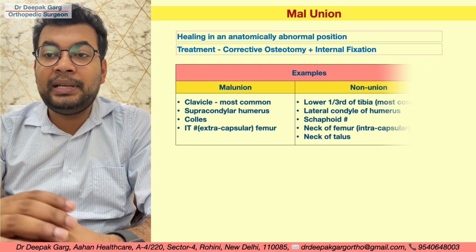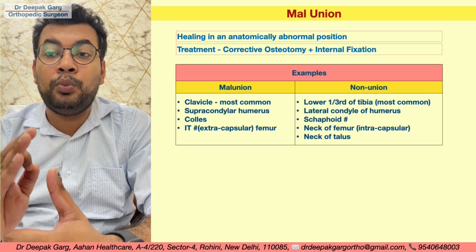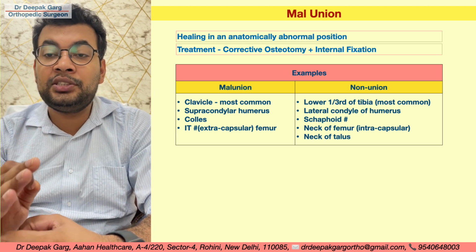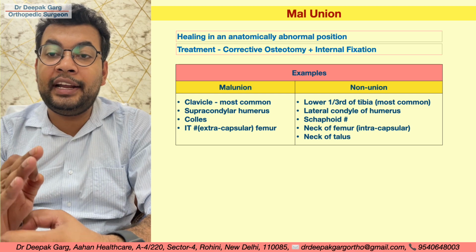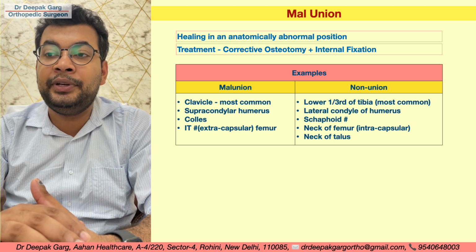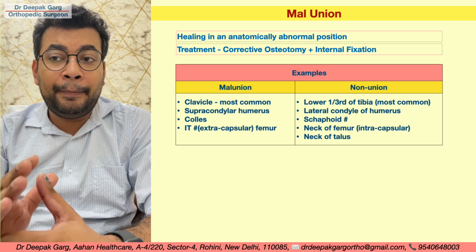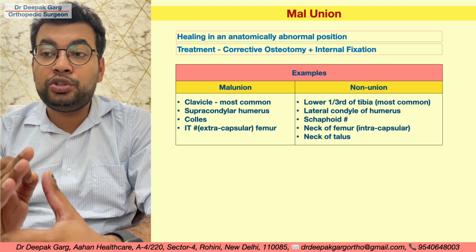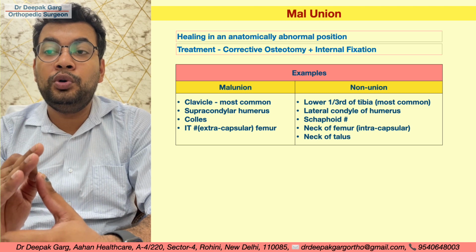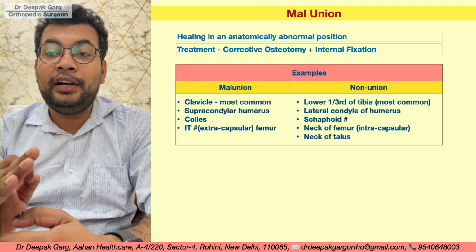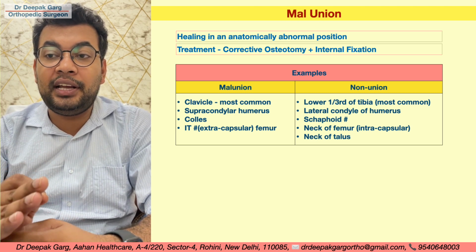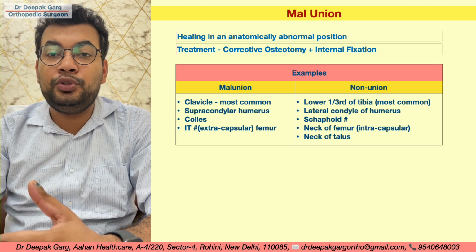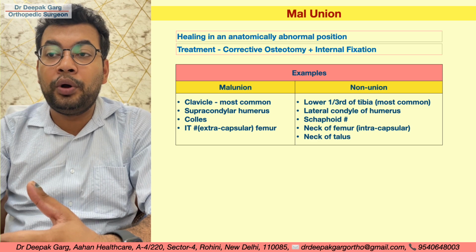Let's look at a few examples of malunion. Clavicle is the most common bone to go into malunion. Supracondylar humerus, Colles fracture, intertrochanteric fracture femur are examples of malunion. Let's look at a few examples of non-union also. Lower one third of the tibia is the most common bone to go into non-union. Lateral condyle of humerus, scaphoid fracture, fracture neck of femur, and neck of talus. These are the fractures that usually can go into non-union.